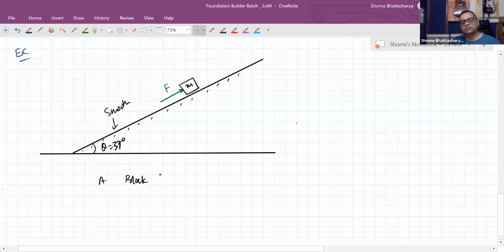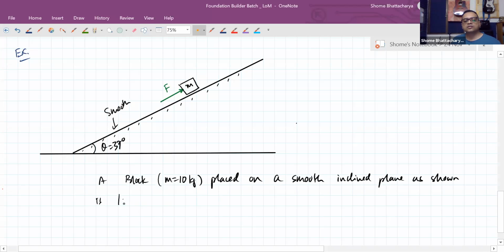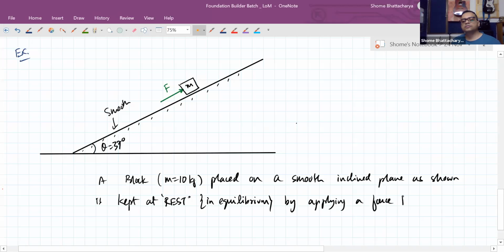So a block of mass 10 kg placed on the smooth inclined plane as shown is kept at rest, that is in equilibrium, by applying an external force along the surface or parallel to the surface as shown. Take g as 10 meters per second square.